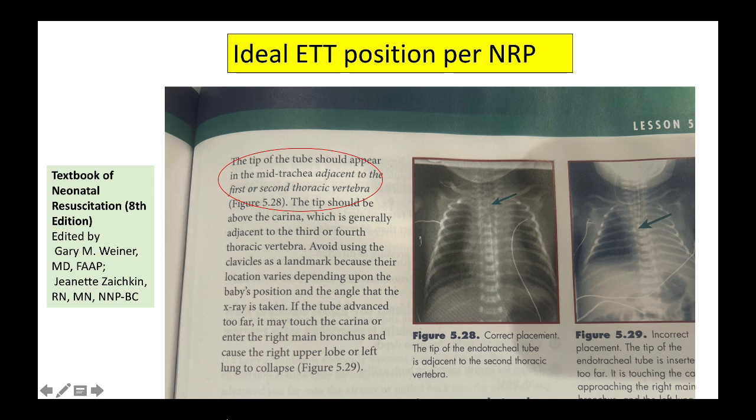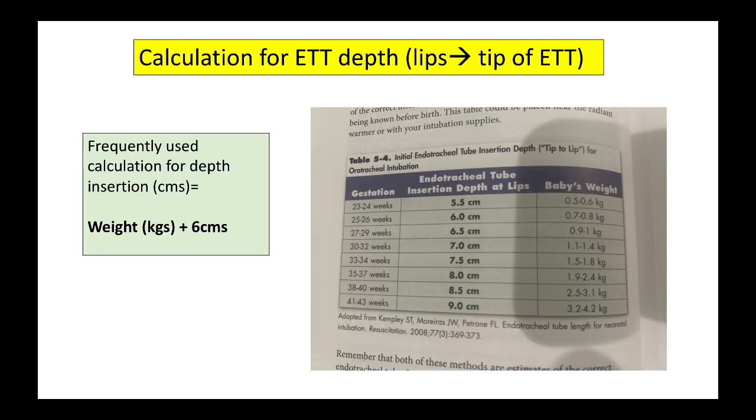Interestingly, the NRP, or the Neonatal Resuscitation Program, recommends that even though we're aiming for the mid-tracheal position for ET tube placement, we probably should not be using the clavicles as a landmark because the position of the clavicles really depends on the position the baby is in and how the x-ray is actually shot. Instead, they recommend that the base of the ET tube should align with T1 or T2, or the first or second thoracic vertebrae. The carina, by the way, is usually at around T3 or T4, so obviously the ET tube should be above this.